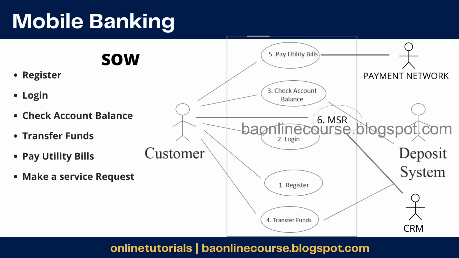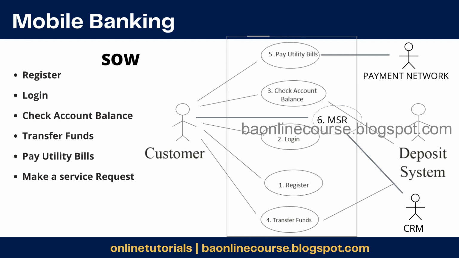Pay utility bills, maybe you'll have to connect to a payment network, something like that, right? So payment network, and then you'll pay the bills there. So there could be another system, may not be the deposit system. There is another system which you're connecting to. Okay. So that would be another actor. Okay. So that is how you will figure out.